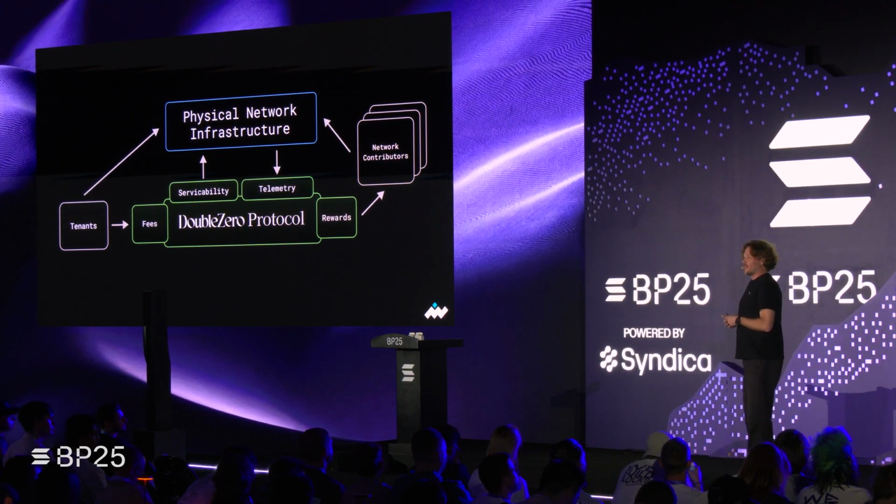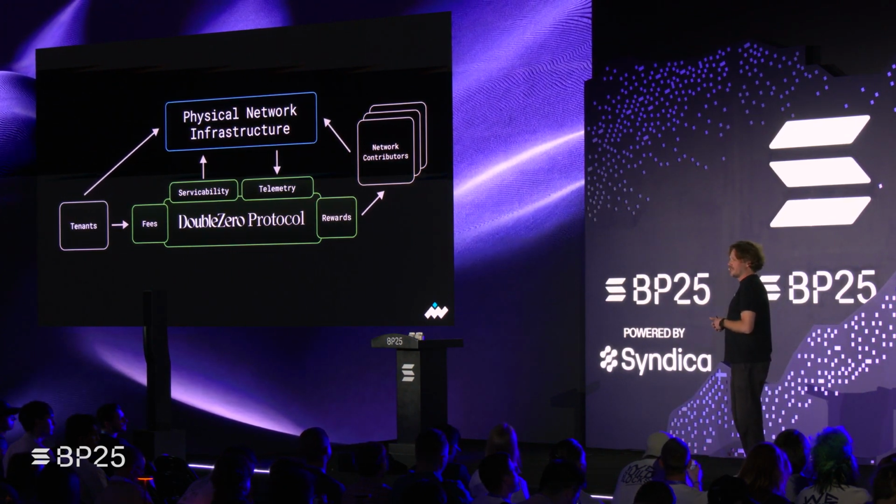Now, on the left, we have tenants, which implies that there's more than one tenant, or can be. Our first tenant is Solana, and our primary users are validators. And we have about 40% of validators on the network.